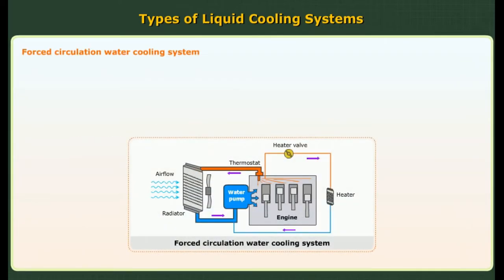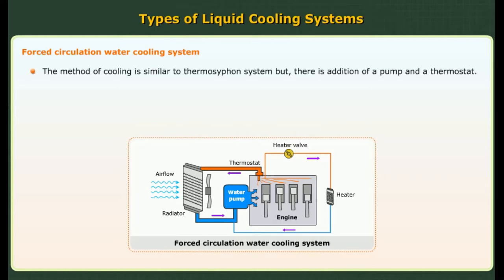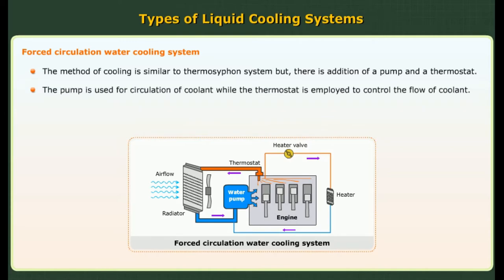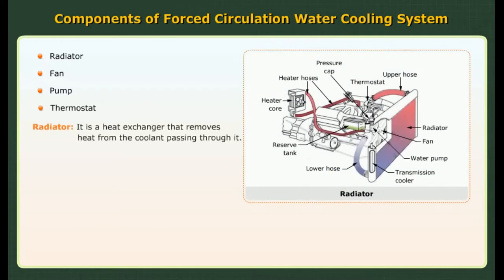Forced circulation water cooling system. The method of cooling is similar to thermosiphon system, but there is addition of a pump and a thermostat. The pump is used for circulation of coolant, while the thermostat is employed to control the flow of coolant. The pump is driven by a belt from the engine crankshaft, which also drives the fan. Components of forced circulation water cooling system: radiator, fan, pump, thermostat.